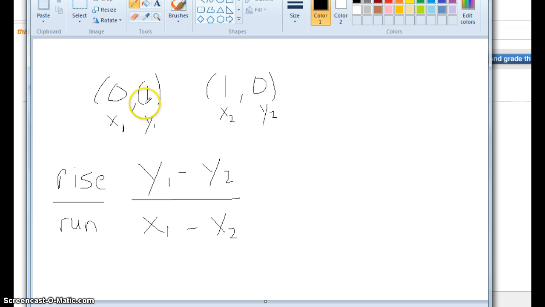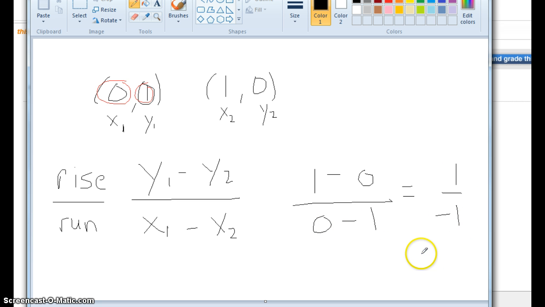Okay, so if I start with this point's y value and do 1 minus 0, I need to make sure I also start with this point's x value because I started with the y value. So I start with this y value minus that one, and on the bottom, start with that x value minus that x value. That'll help you get the right sign if you make sure to always start with the same point. So 1 minus 0 is 1, 0 minus 1 is negative 1. 1 over negative 1 just reduces down to negative 1.